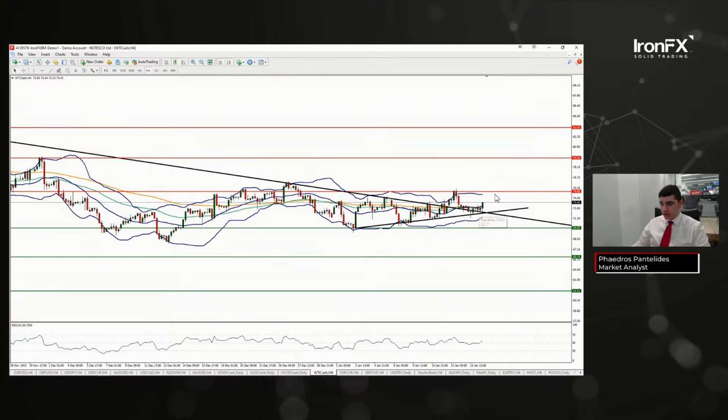Now, for a sideways path, we will have to fail to break above R1 and fail to break below S1, so essentially staying between S1 and R1. Bullish, break above R1, next target R2. For a bearish outlook, simply breaking below S1 would be sufficient. Next target being S2 at 66.10.